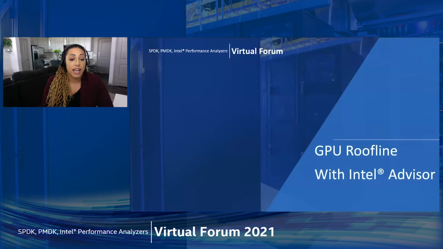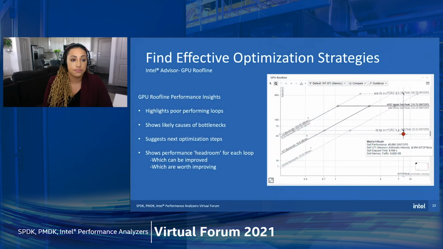So our last topic for today is going to be our GPU Roofline with Intel Advisor. And again, similar to the CPU Roofline, it's going to show you if you're memory bound or compute bound on a GPU and how you can improve performance. Finding effective optimization strategies. So again, like we mentioned, very similar to CPU Roofline, but since Advisor has the capability to plot a Roofline chart like displayed here on the right-hand side, you're going to be able to visualize your application's performance levels relative to the system's peak compute performance and memory bandwidths.